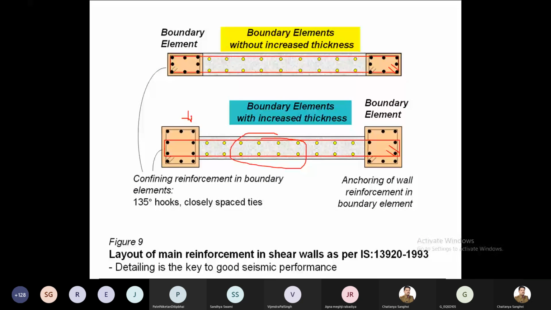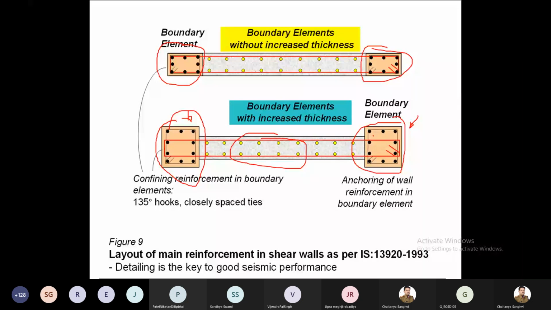Because the maximum axial compression is going to come here, right? So this part must have a larger axial force capacity. You can provide the boundary element like this, of the same size. It depends, right? So this is without increased thickness, and this is with the increased thickness.